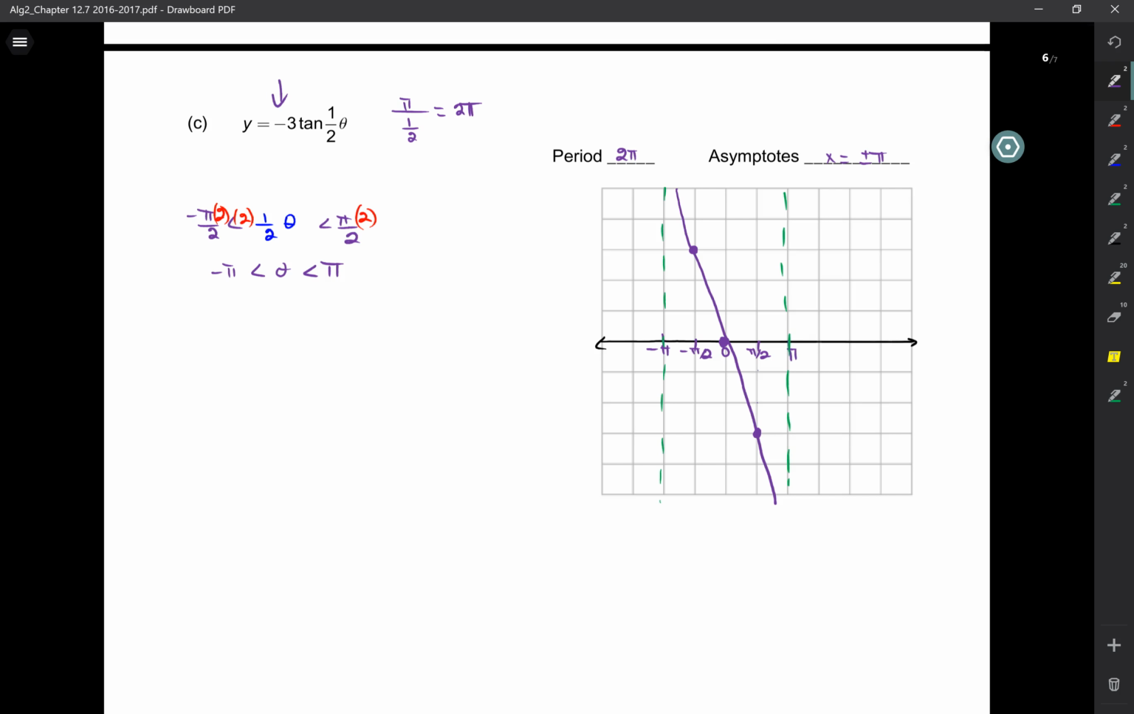Now it's time for you to reproduce one of these on an assessment, whether it's a quiz, a test, a final, whatever it may be, right? What am I looking for? What am I looking for on a tangent graph? What's one thing I'm looking for? I'm looking for the asymptotes, 2 of them. There must be 2 of them. What else am I looking for? The period is correct.